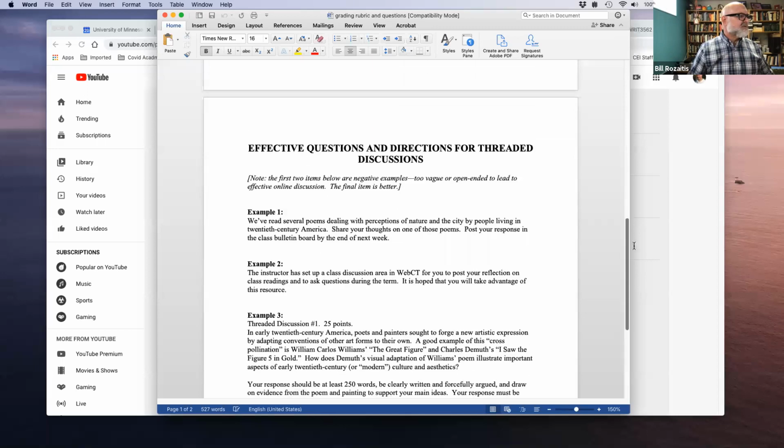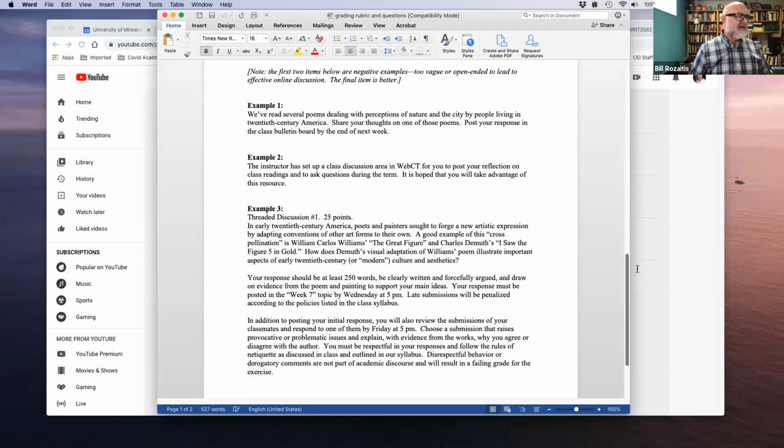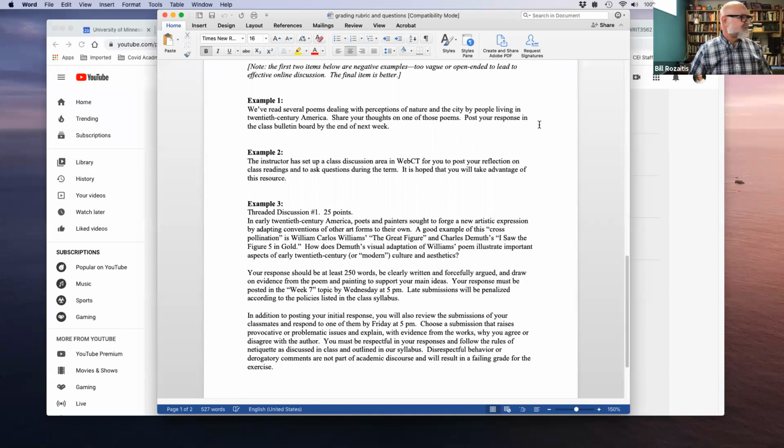In terms of prompts, this is something we get a lot too. And here are some examples of different kinds of prompts that we just put together. I think the first two generally don't work very well. This one is for a literature course, but you can read that for yourself. It's pretty vague, right? Share your thoughts on one of these poems, post your response by the end of the week. So you don't tell them when it's due or by what time. You don't really tell them what to post other than their thoughts.